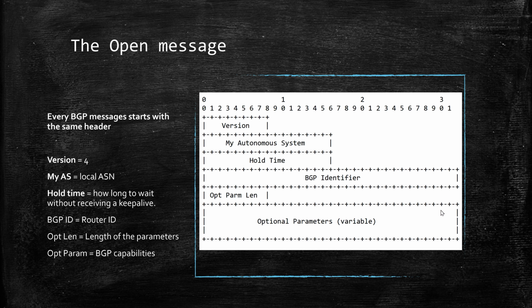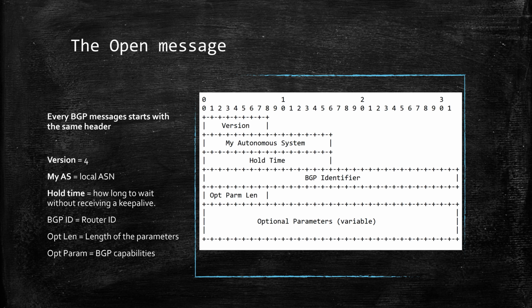So the information right here represents the local router. We have the BGP version. It has been version 4 for at least the last 2 decades. Then we have the local autonomous system number. The hold time is a timer we communicate to the remote peer. If it doesn't hear from us for that period of time, it can declare us dead. Then we have the BGP identifier. This is the local router ID.